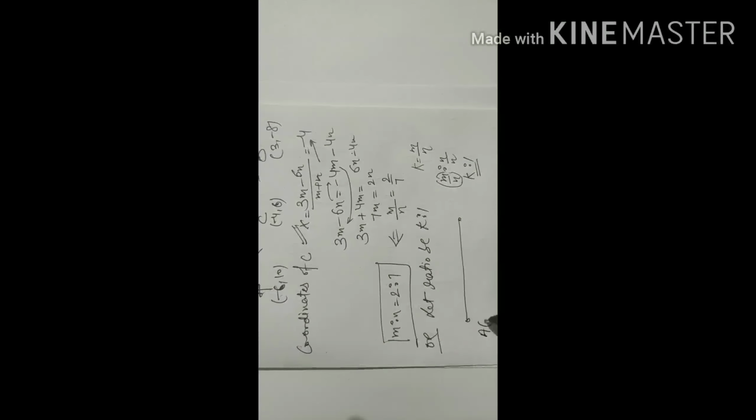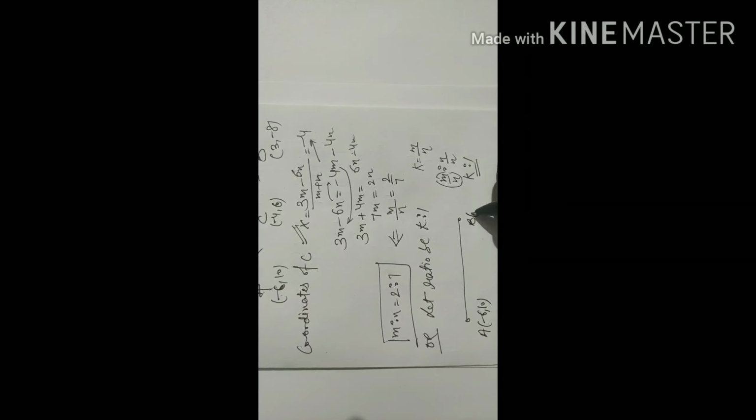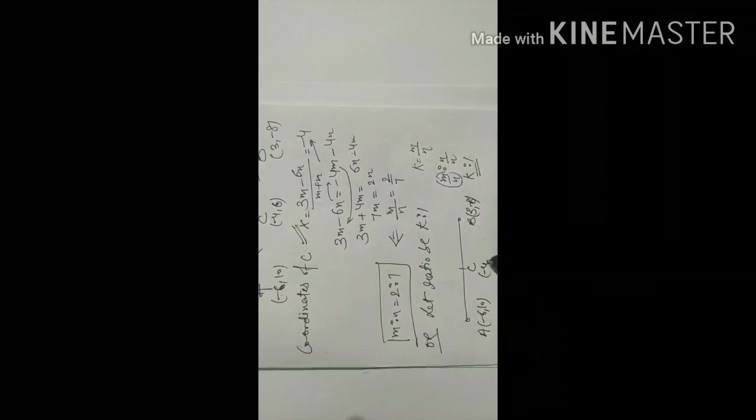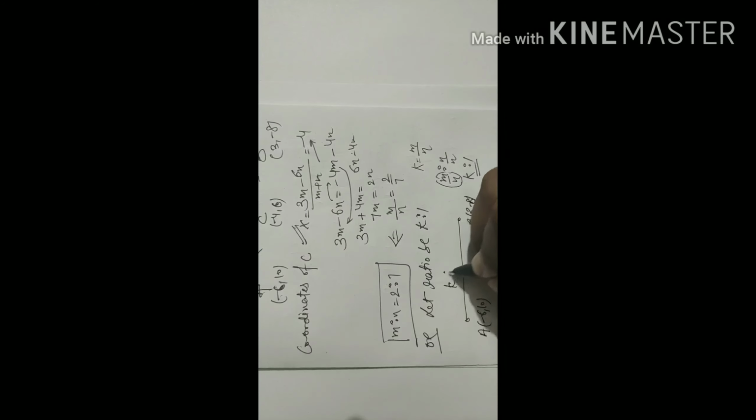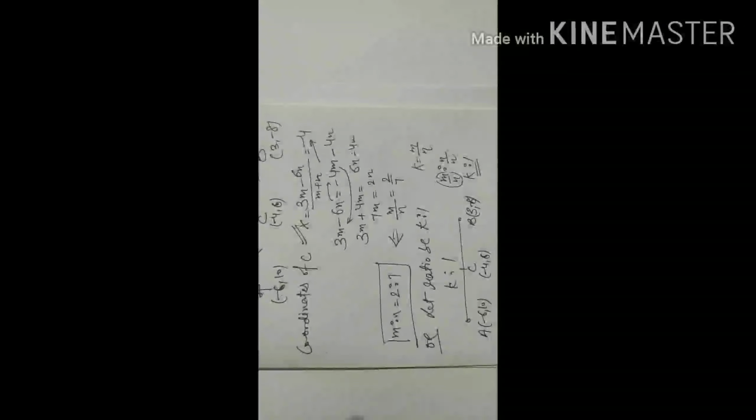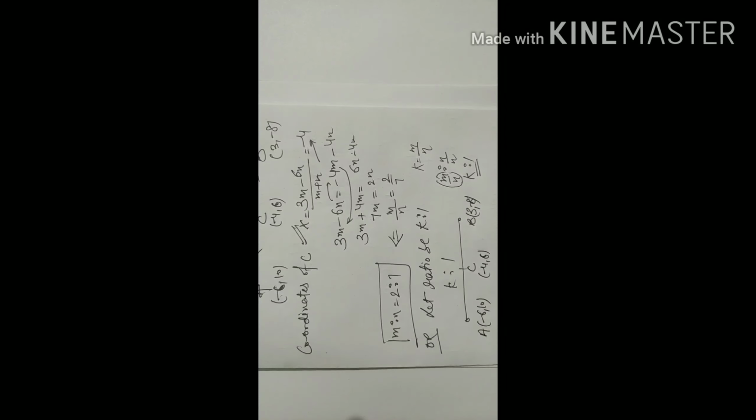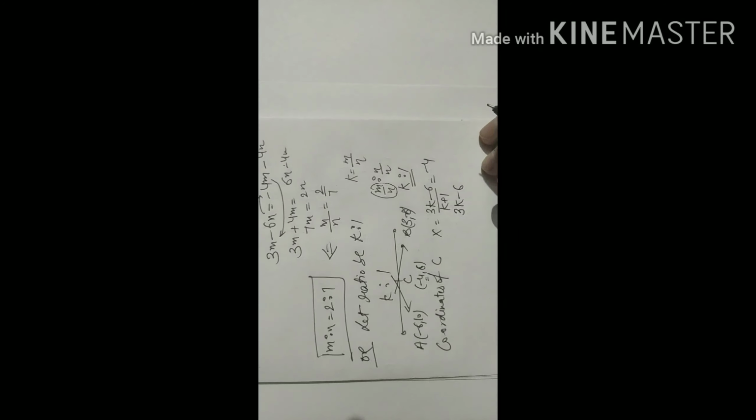A is given by minus 6, 10. B is given by 3, minus 8. C is the point given by minus 4, 6. And the ratio is now k:1. So by section formula, the coordinates of C: the x coordinate by the cross multiply method is given by 3k minus 6 over the sum of the ratio, k plus 1. It is already given as minus 4. By cross multiplying, 3k minus 6 becomes minus 4k minus 4.